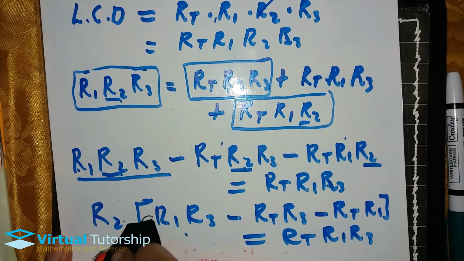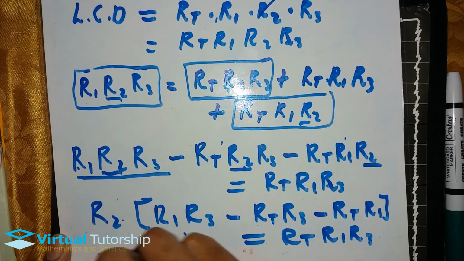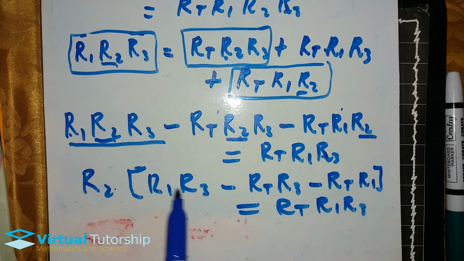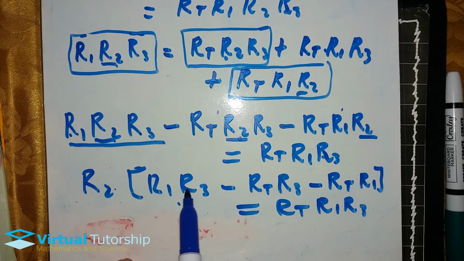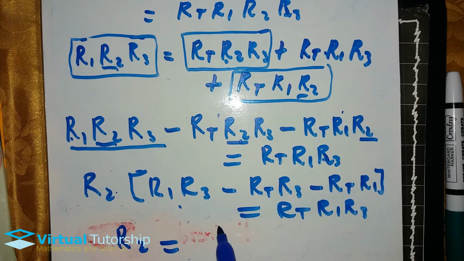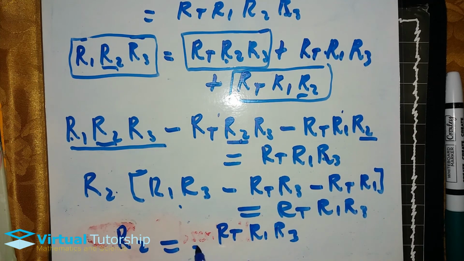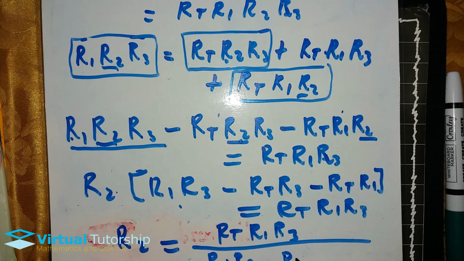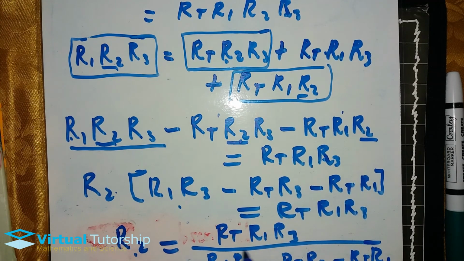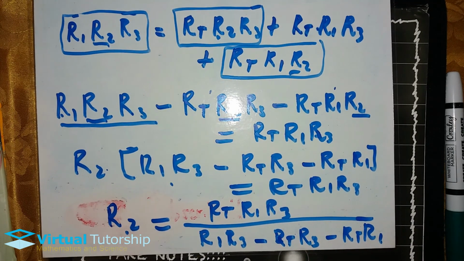Now remember I want to solve for R2. So I will divide both sides by this expression. So when I divide both sides, I remain with my R2 equal to RT, R1, R3, or everything divided by R1, R3, minus RT, R3, minus RT, R1. So R2 is equal to this expression.